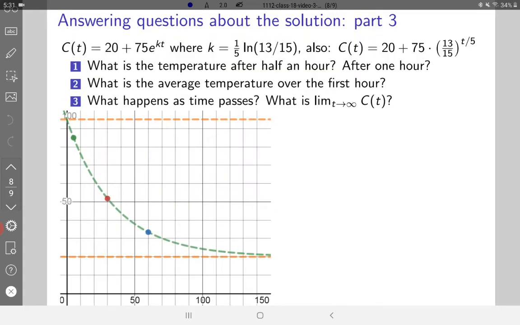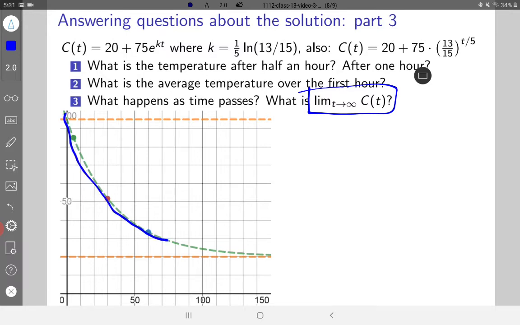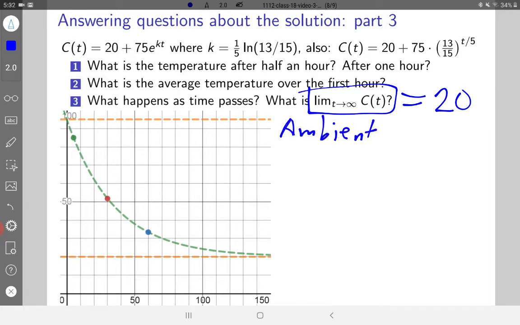Here's another question. What happens as time goes on? What is the limit of this function as t, the input time, goes to infinity? Well, from the graph, I can see that this looks like a horizontal asymptote. I'm going to predict that this is going to equal 20. But remember, that was also the constant ambient room temperature. And that should match up with your physical intuition.